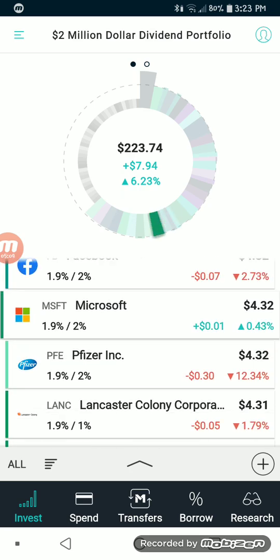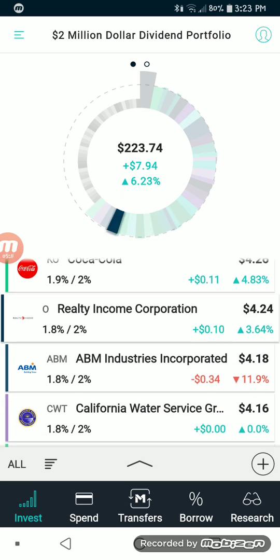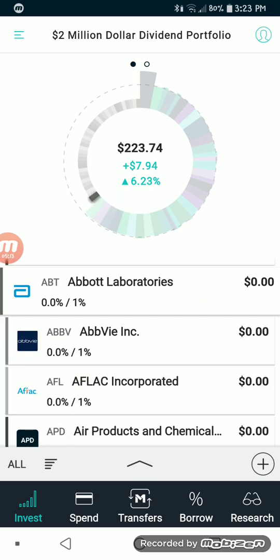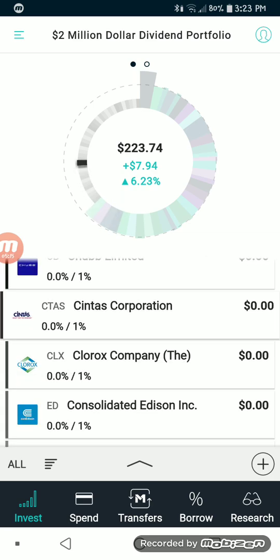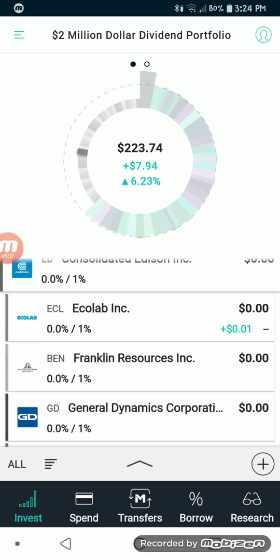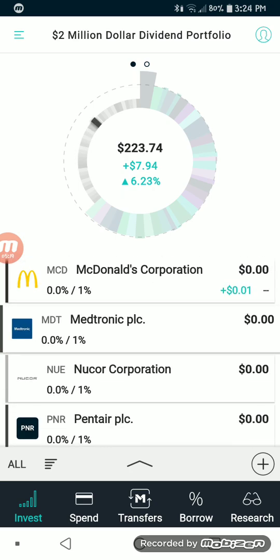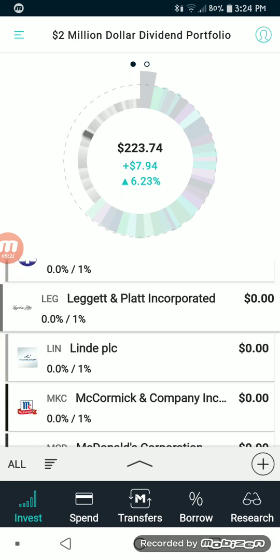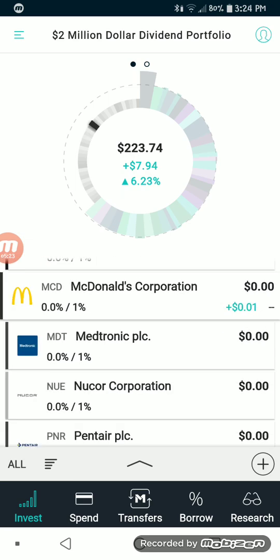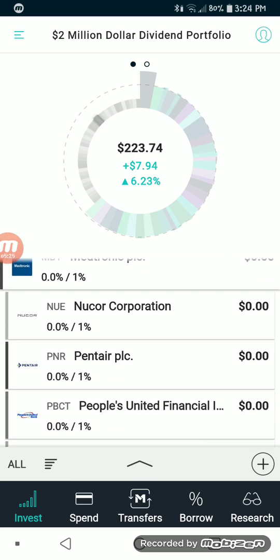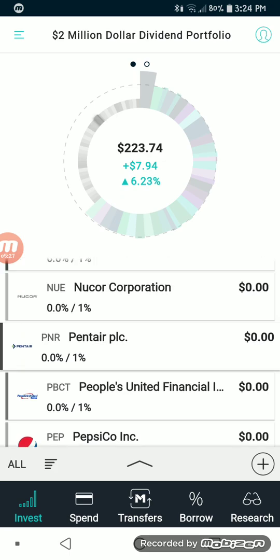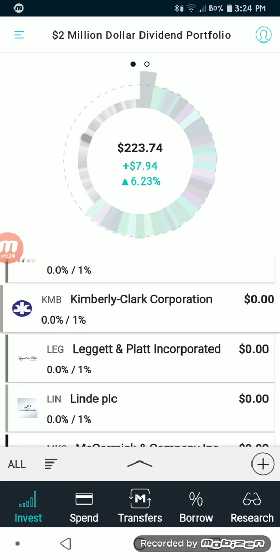Facebook doesn't pay a dividend, but all of these pay a dividend, so it's pretty cool that I can get to own all of these with only about $200. And I'm going to continue adding about $200 monthly to this portfolio for right now. I'm going to increase it over time, but just to start out with, because I'm kind of new to it, I'm going to go ahead and start off like this.